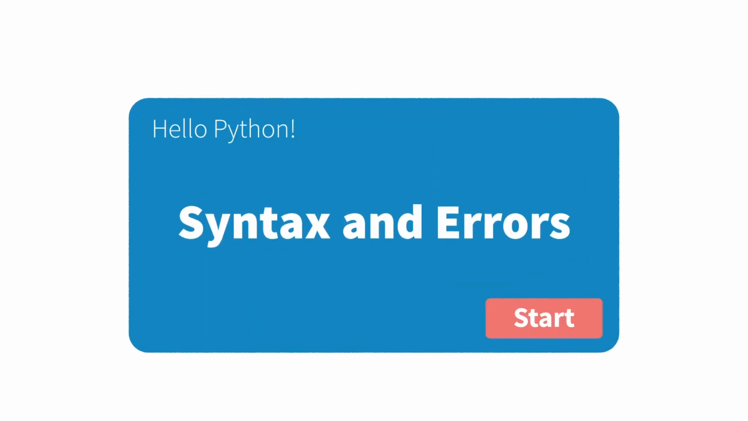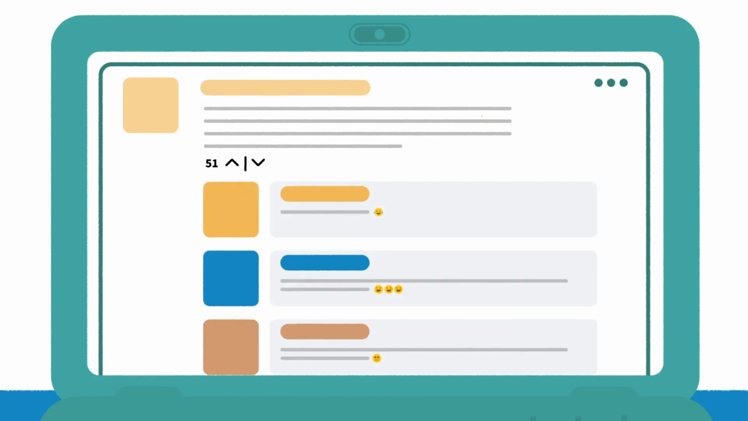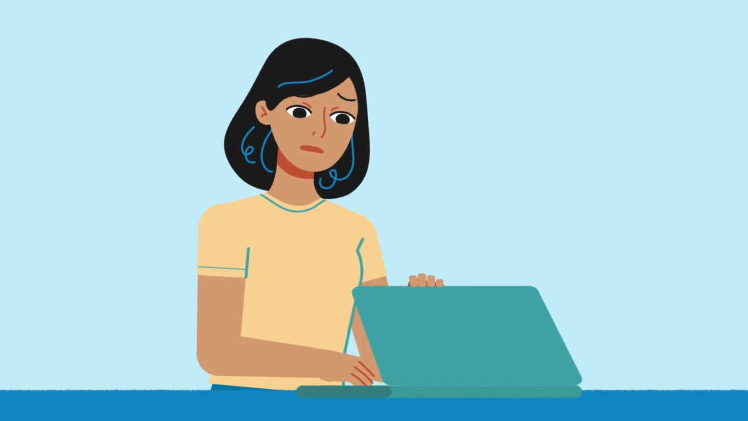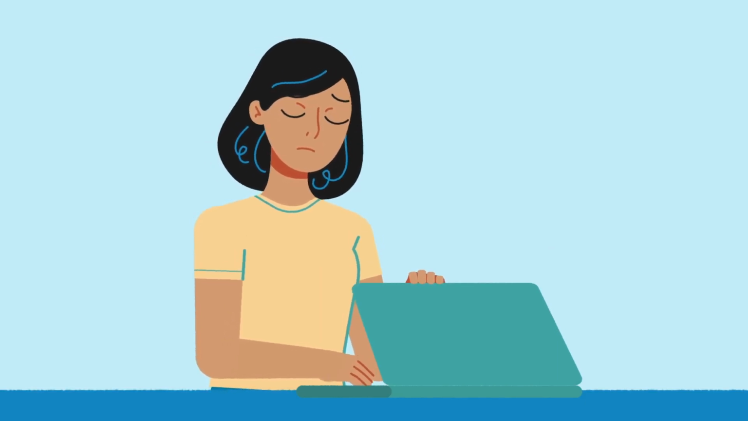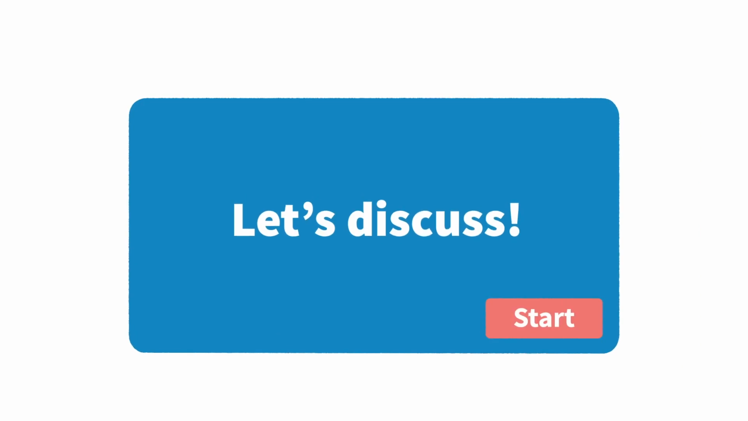Syntax and errors. Programming languages are just like regular languages, in the sense that they also have a set of rules. Just like how you can face endless ridicule on the internet with a single typo on an otherwise well-written essay, one mistake in your code is enough to make the whole thing meaningless. So let's discuss the syntax of Python to avoid errors.